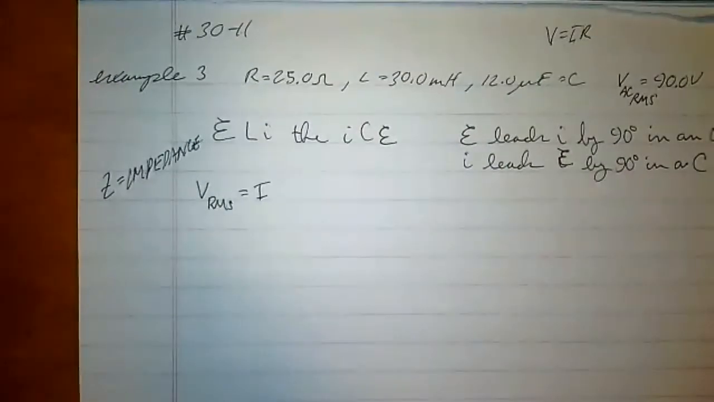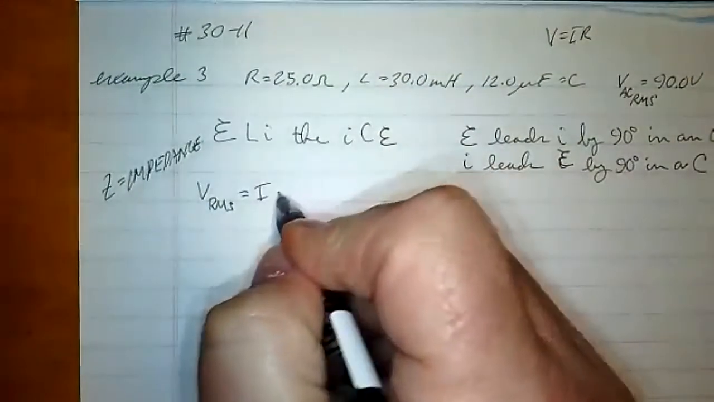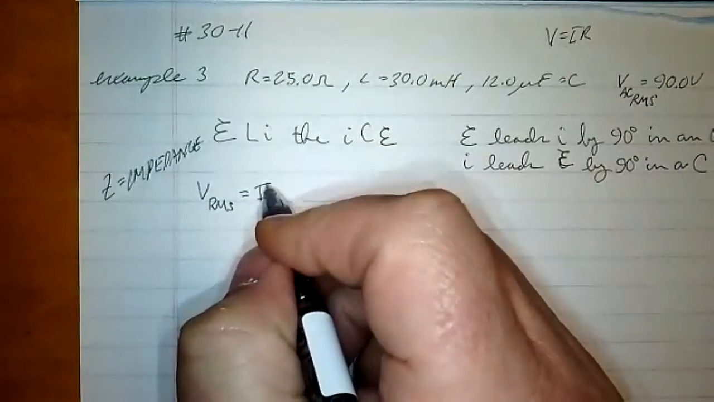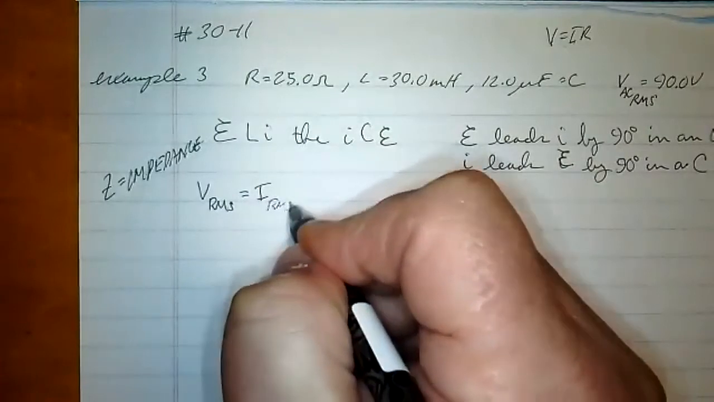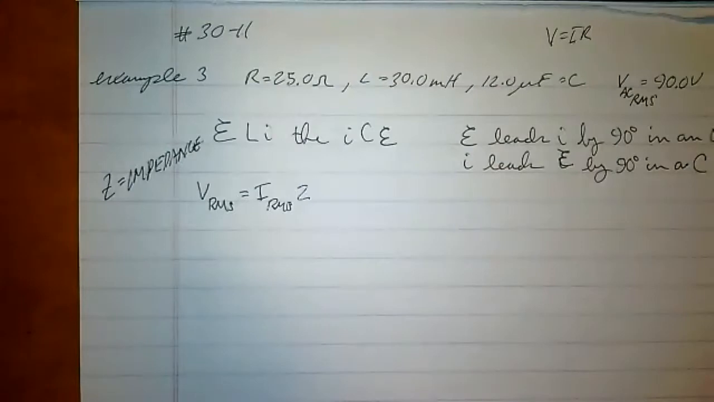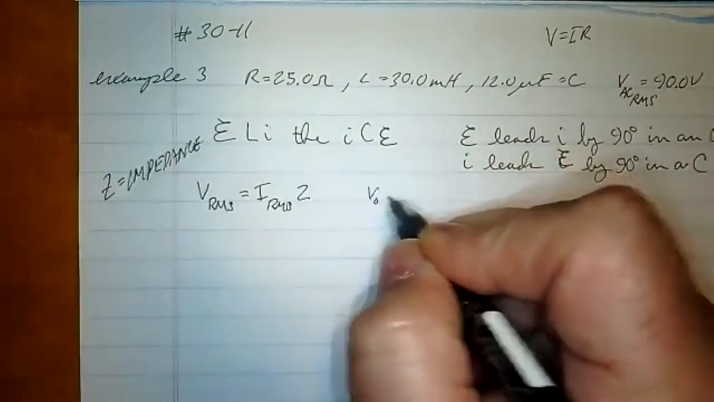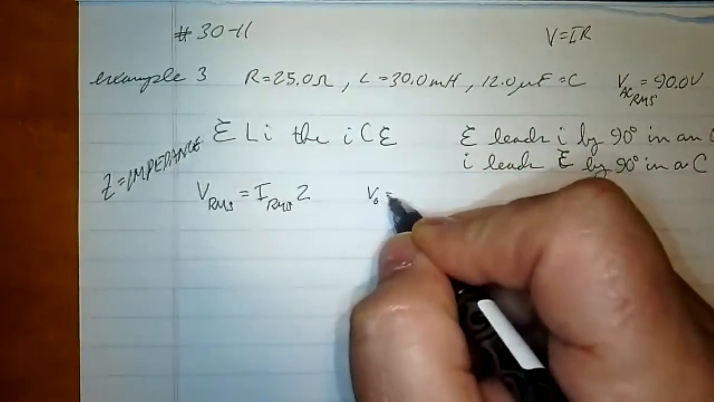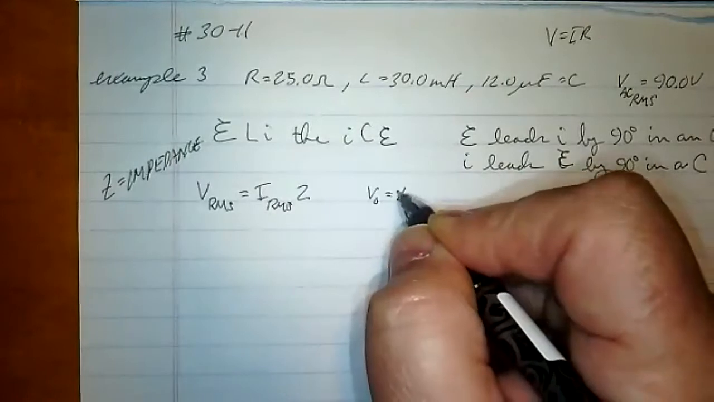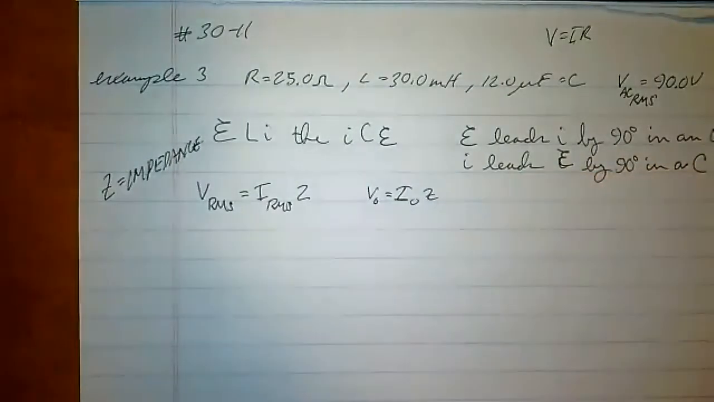Okay, and it's given the symbol Z. So V root mean square equals I root mean square times Z. And you could also write, if you were doing, say, peak to peak, you'd say V's are just plain amplitude. You'd say V0 is equal to I0 times Z. That will work as well, okay?